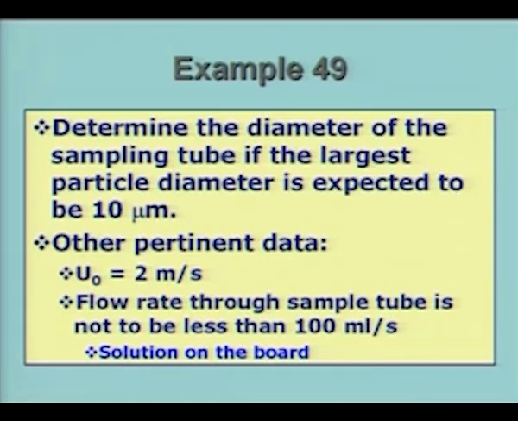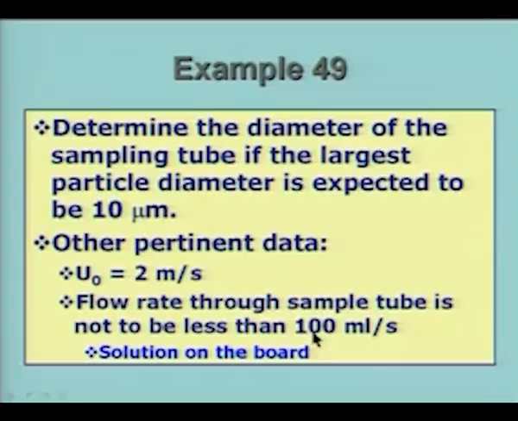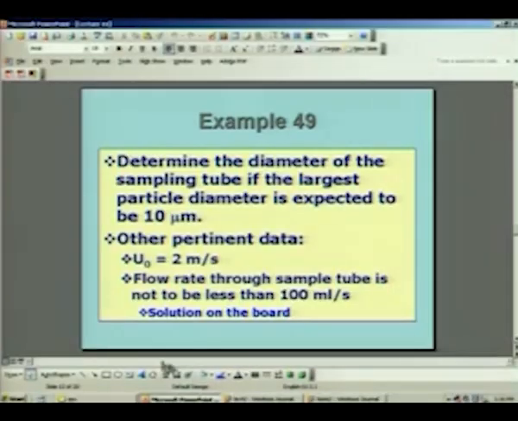I am taking a simple case where a mixture of various diameters is present, and let us assume that the largest diameter of particles present is 10 micrometers. Okay. So, we want to determine the diameter of the sampling tube. The largest particle diameter is expected to be 10 micrometers, and the other pertinent data is u naught is 2 meter per second, that is the mean free stream velocity, and I want to make sure that the flow rate through the sample tube is not less than 100 milliliters per second. So, this is important. We will see how to design the diameter of the sampling tube. On the board I will show that.